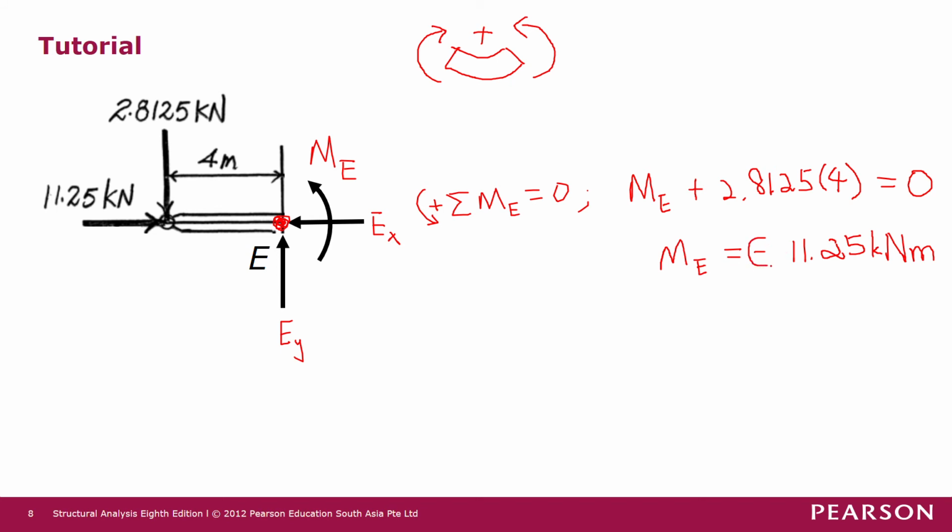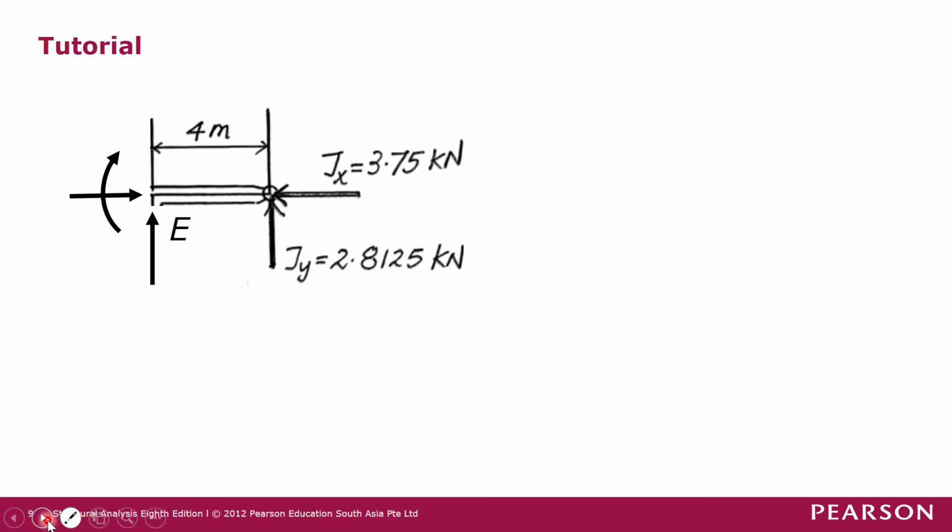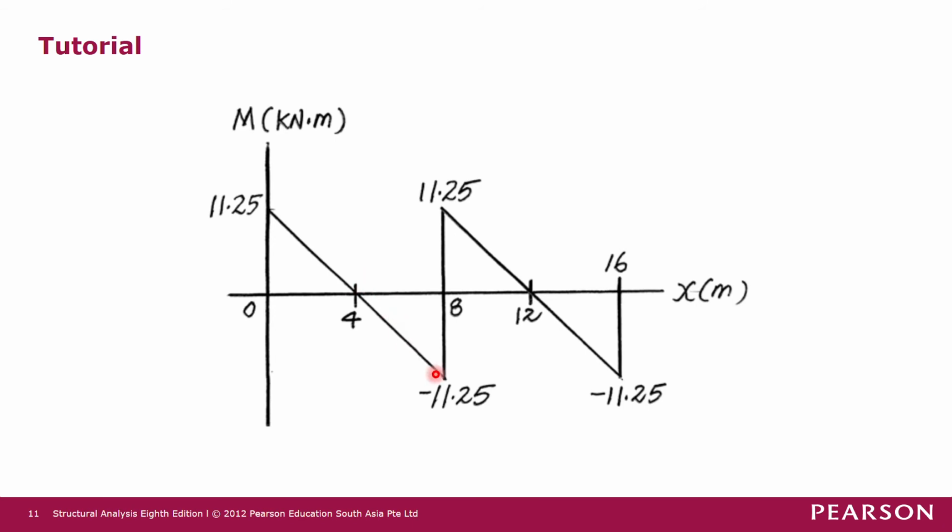The negative sign here means that it's opposite of this direction. So ME should be a clockwise moment. If ME is a clockwise moment, then it's opposite of the positive sign convention of the positive bending moment. So the bending moment here is negative. So when we plot the bending moment diagram, ME is negative, right?